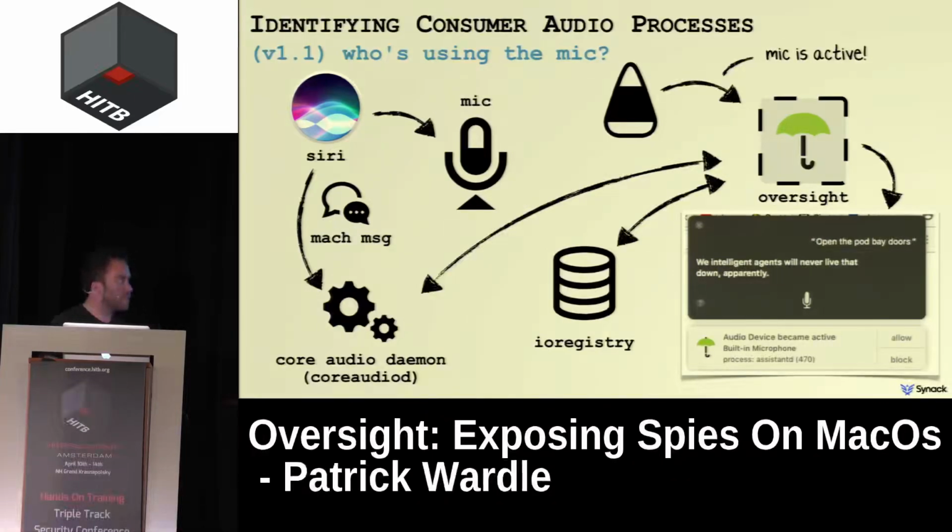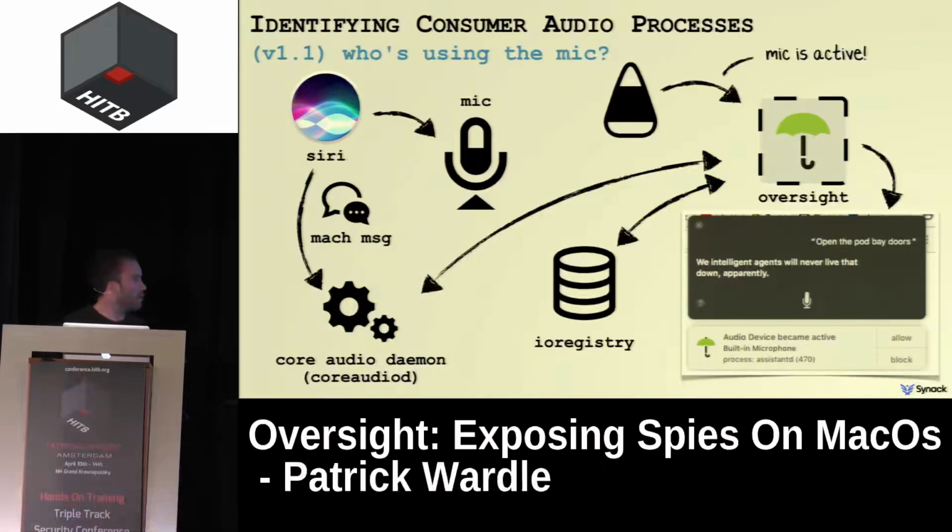One of the main features is that Oversight can now accurately detect and identify what process is using the microphone. Turns out this is similar to how the webcam is detected, but there's a little more going on. So again, if we have an application like Siri that's accessing the mic, Oversight will get a notification from the operating system because we registered for mic alerts, and it'll say, hey, the mic just came on. So we know someone has started recording off the mic.